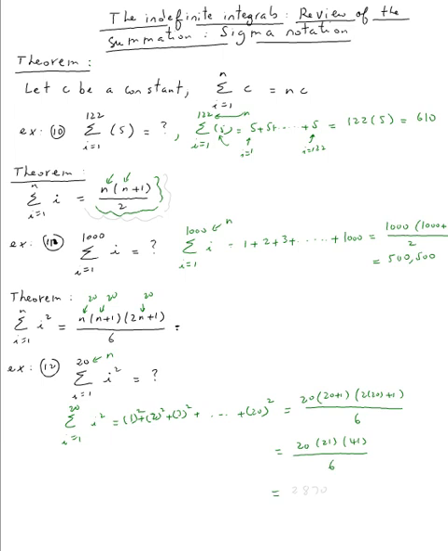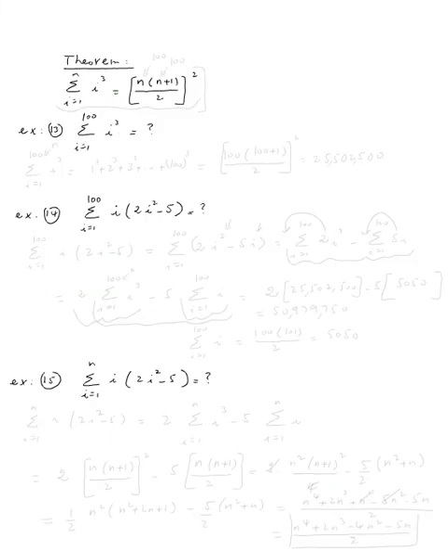Now all I need to do is use my calculator, and that would be 2870. Here's another theorem. This is the sum of i cubed, which is equal to n times n plus 1 over 2, squared. So let's do example 13. We're supposed to do the sum from i equals 1 to 100 of i cubed. So instead of doing 1 cubed plus 2 cubed plus 3 cubed all the way to 100 cubed, it's going to take us forever.